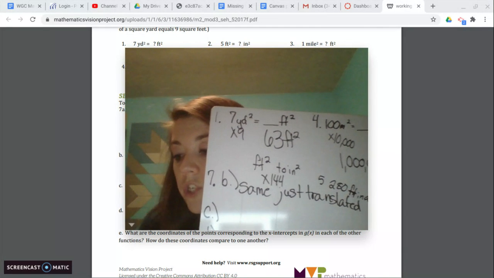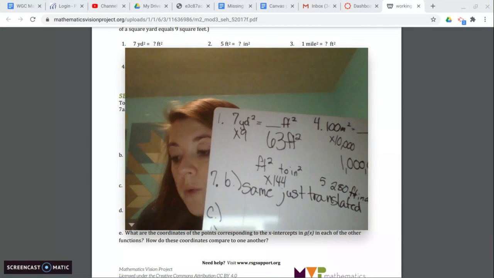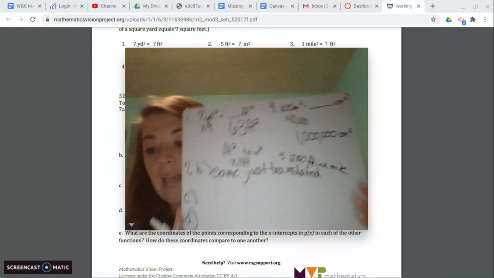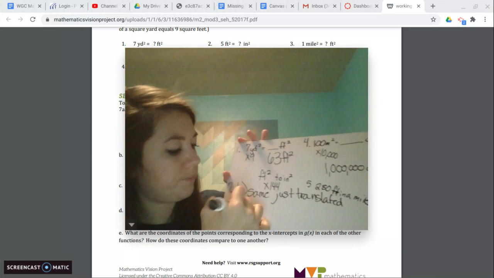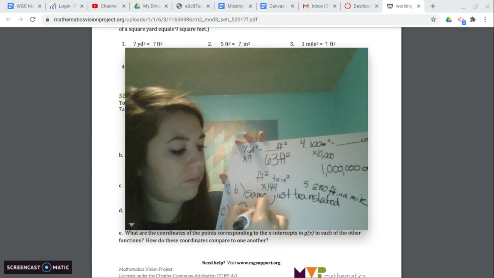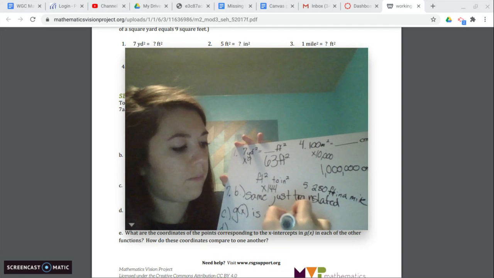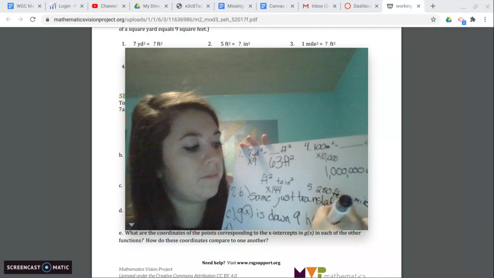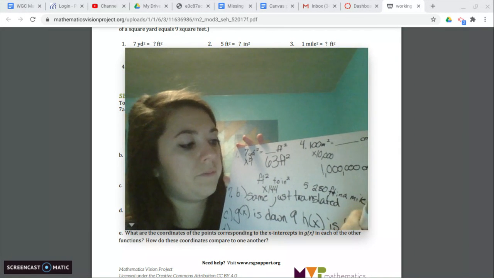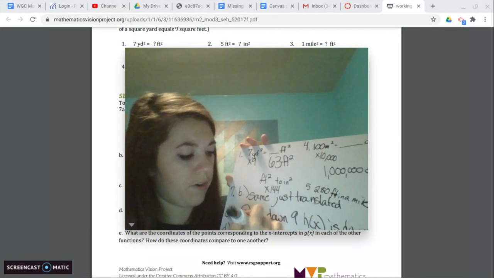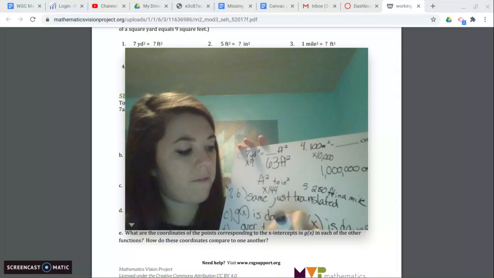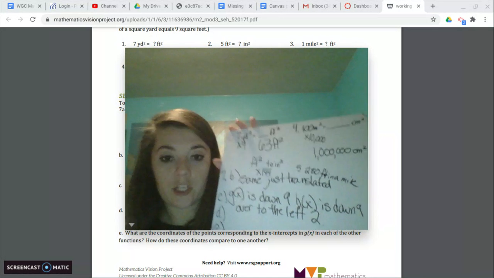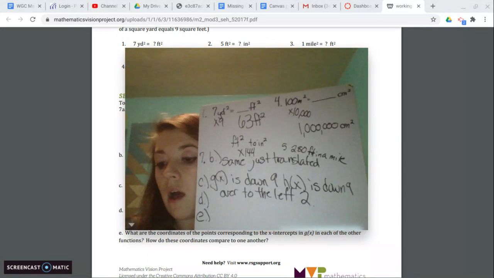For C, how do g of x and h of x compare to f of x? So our g of x, remember, is the one where we went down 9. So g of x is down 9. And our h of x is down 9 and over to the left 2. So there's the relationship there for how they compare.